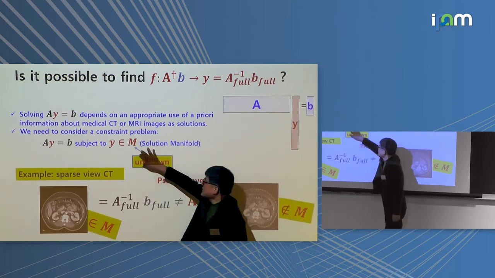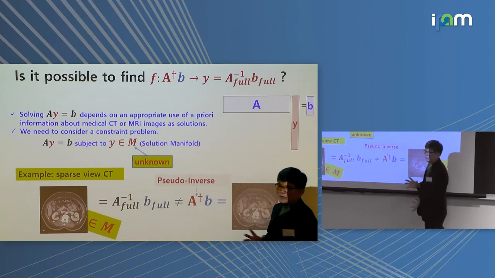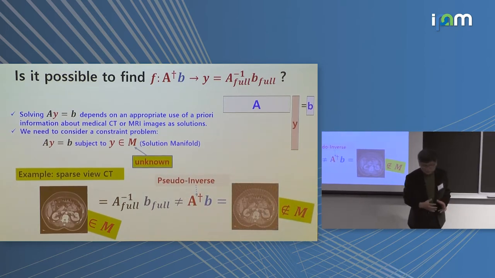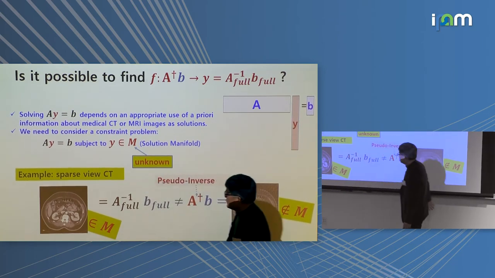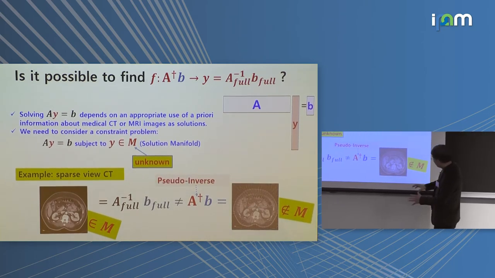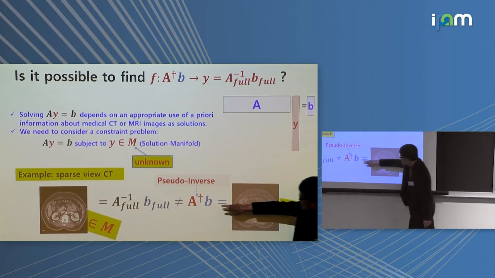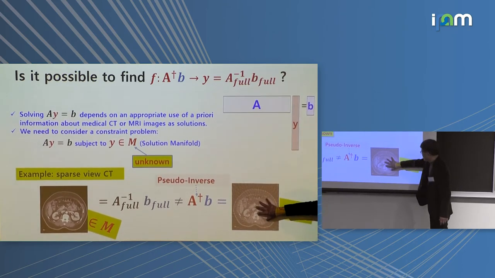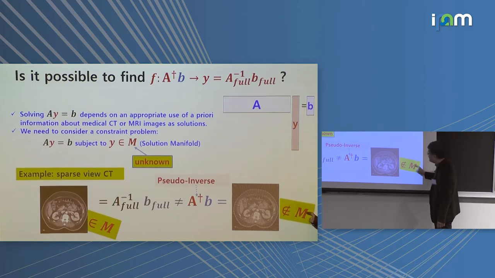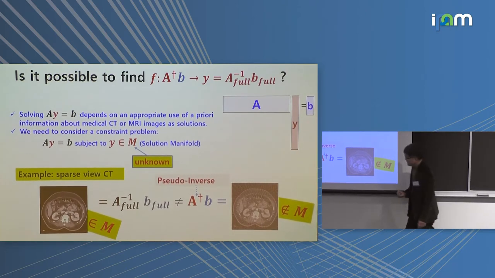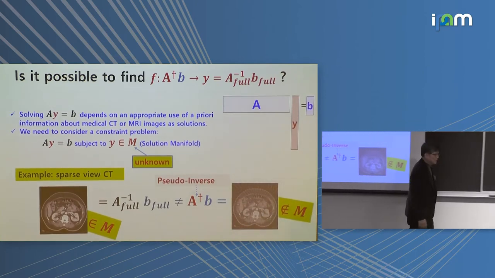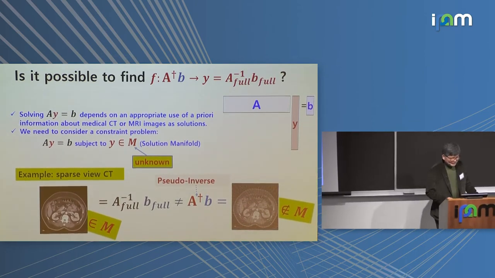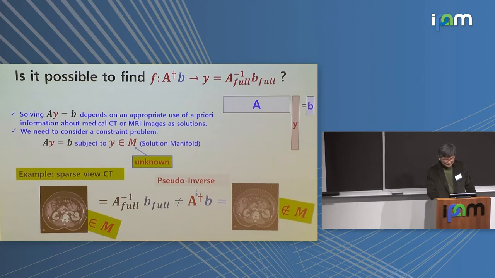Let me say this M is the solution manifold. This is never known. It is impossible to know. So subject to this constraint, you try to solve this problem. The pseudo inverse of this one noisy image should not be included in that solution manifold. Only the true solution is contained in the solution manifold. But M is difficult to know.